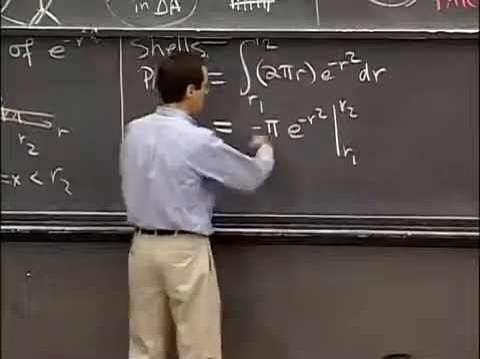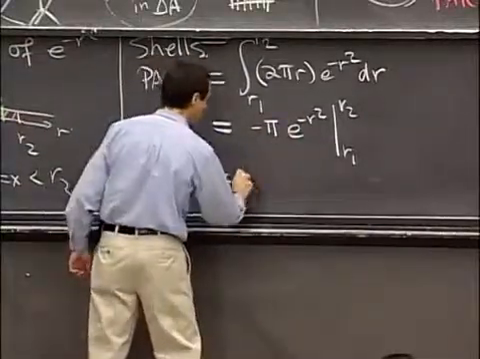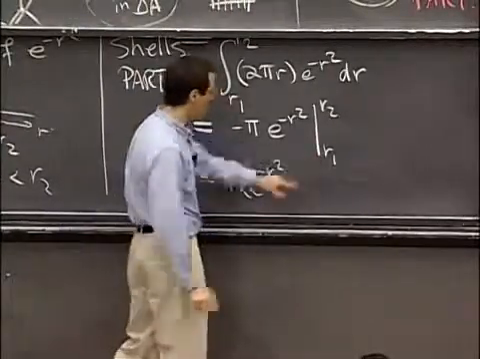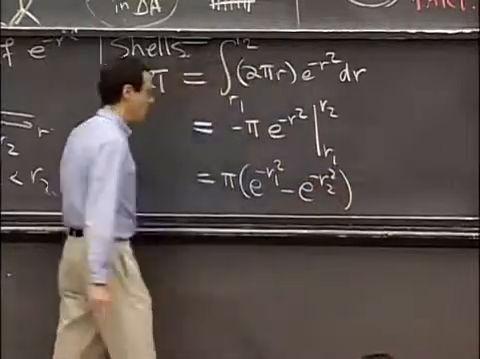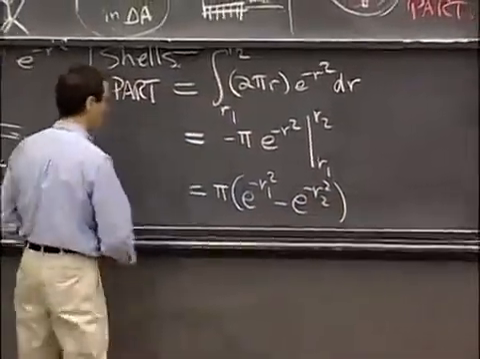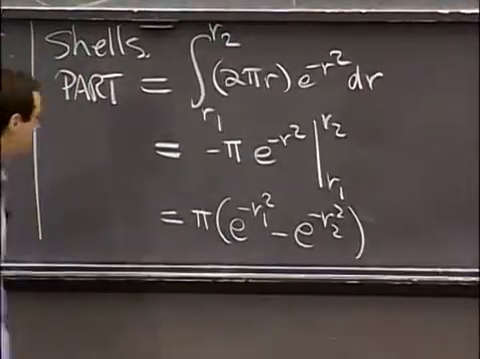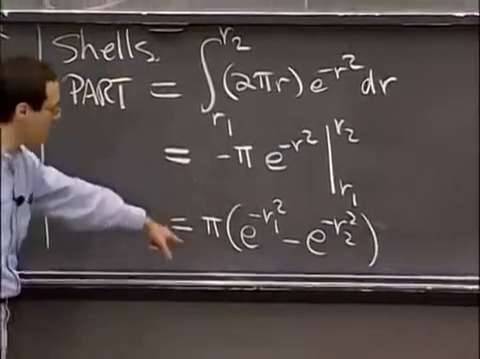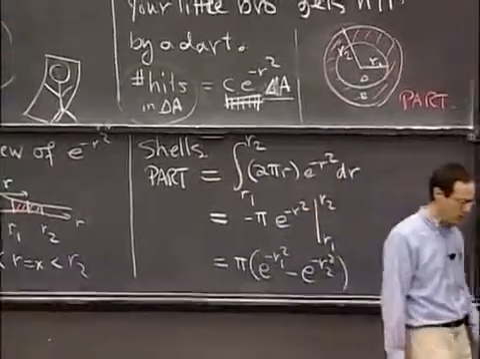So with the minus sign, that's going to get reversed. The answer is going to be pi times e to the minus r1 squared, that's the bottom one, minus e to the minus r2 squared, that's the top one. So this is what our part gives us. And more technically, if you wanted to multiply through by c, it would be c times this. I'll say that in just a second.